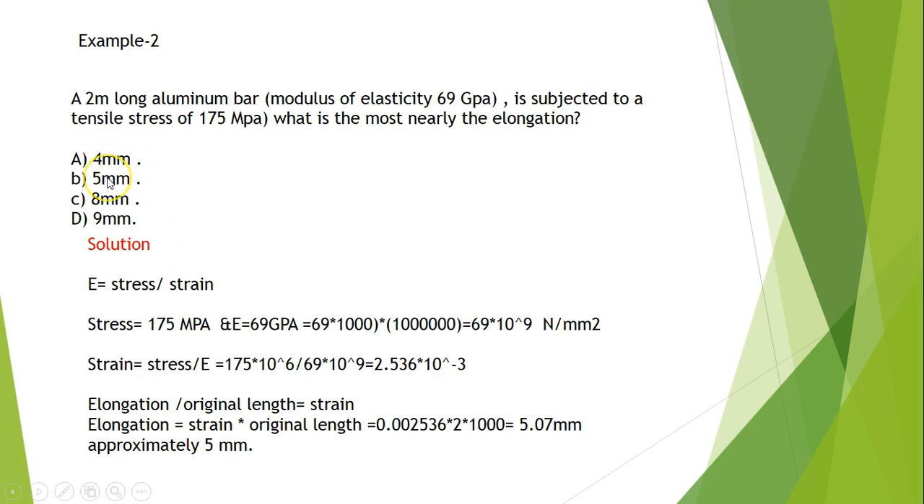So the option which is nearest to the correct one is option number B, because this value is most nearly equal to 5 mm.